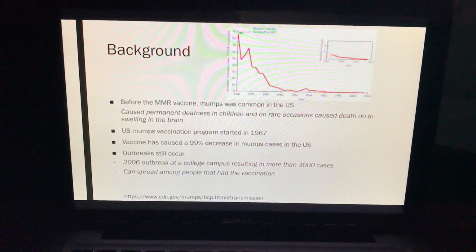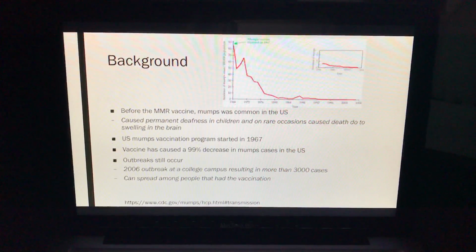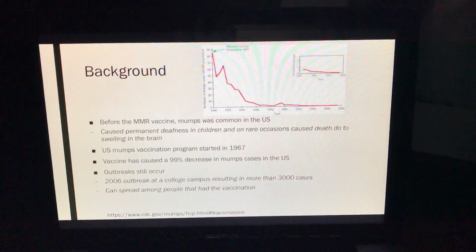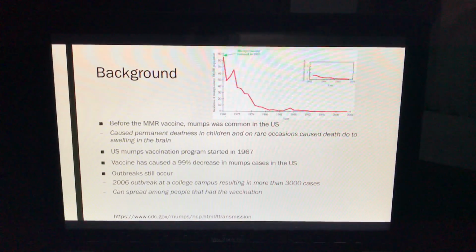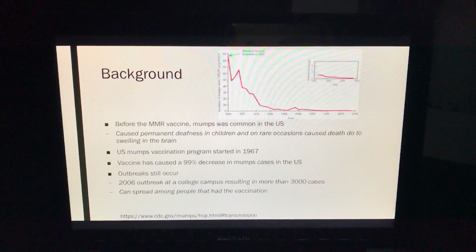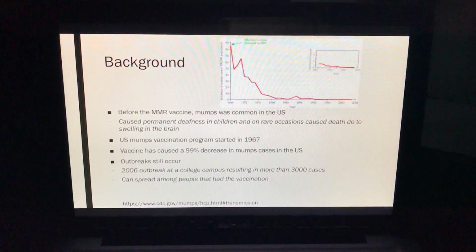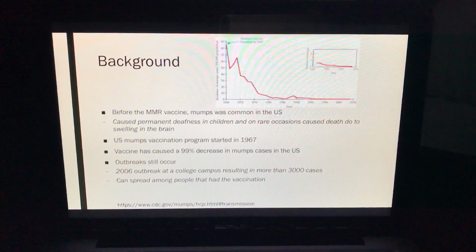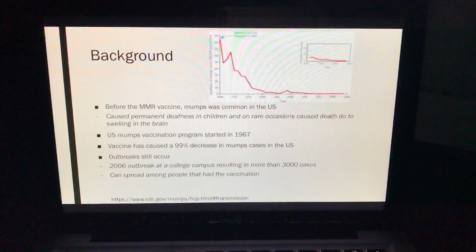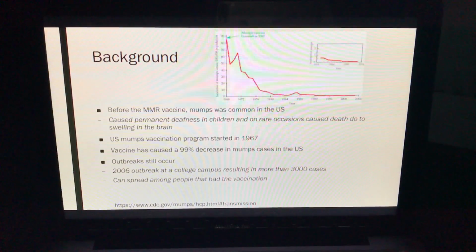The U.S. didn't start the vaccination program until 1967, and before the vaccine was started, mumps was very common in the U.S., and as you can see from that chart, it has very significantly declined. In fact, the vaccine has caused a 99% decrease in mumps in the U.S., and outbreaks still occur. Like there was one outbreak in 2006 on a college campus from kids that were living in a dormitory, and it was spread very easily among them, even to people that had the vaccination, and it resulted in more than 3,000 cases of mumps.